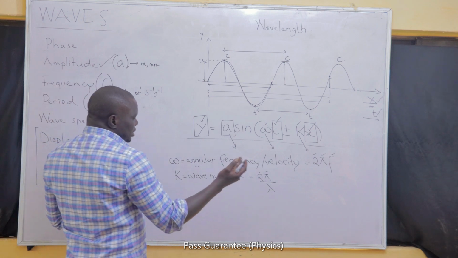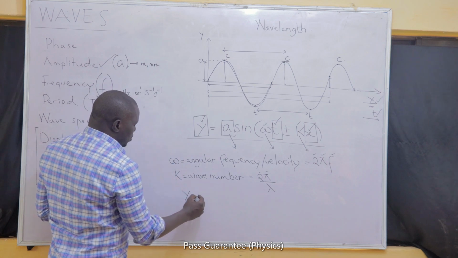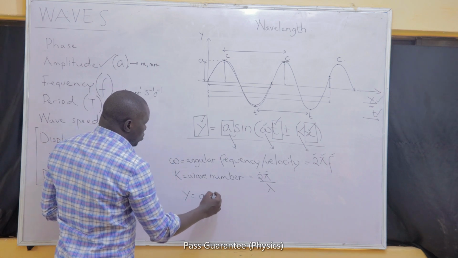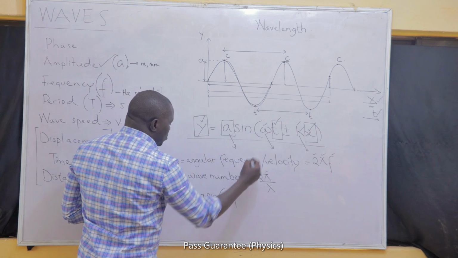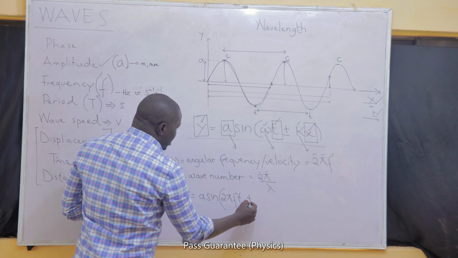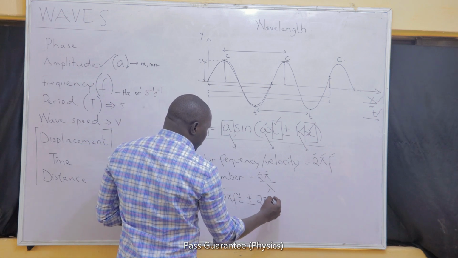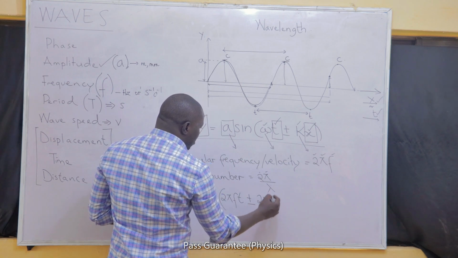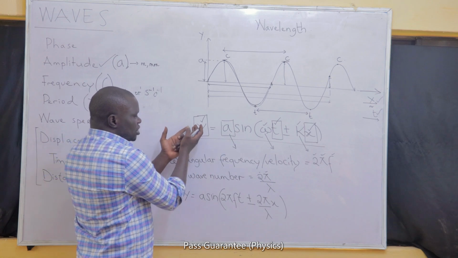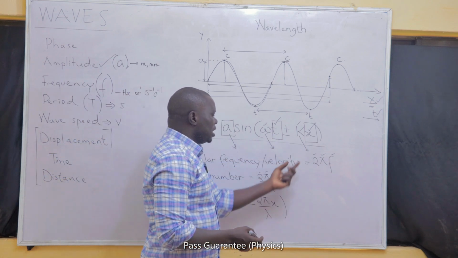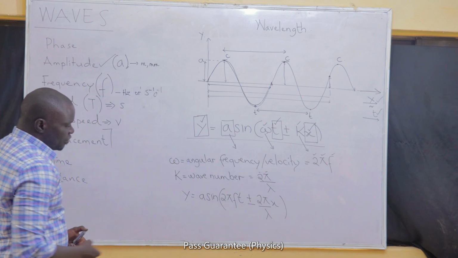So if I decide to put all of this into that equation, I will have y is equal to A sine, open bracket, 2 pi f, that's what I'm substituting for omega, t, plus or minus k. k is 2 pi all over lambda, multiplied by the x. So this is another form of it. Of course, this is a very simple form of it. Once you know your omega and k, you can just substitute for them later. But if you want to substitute for them in that equation, you can have something like that.